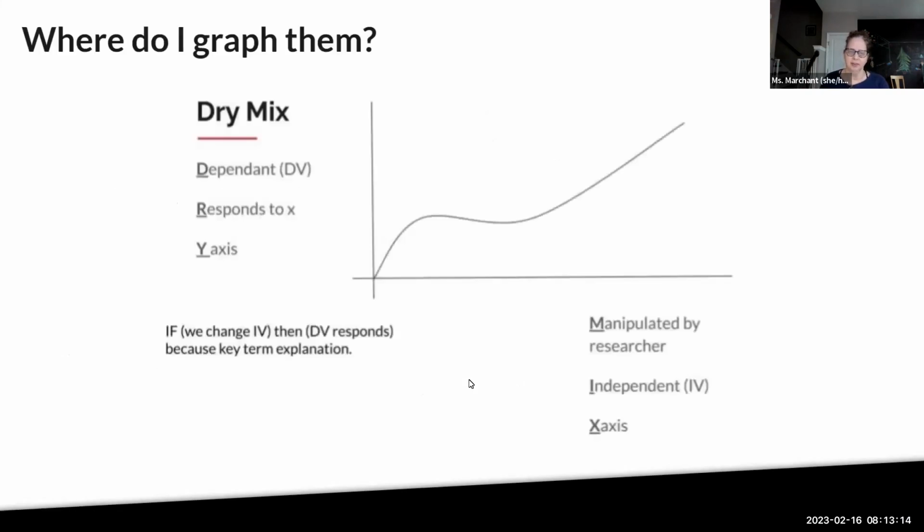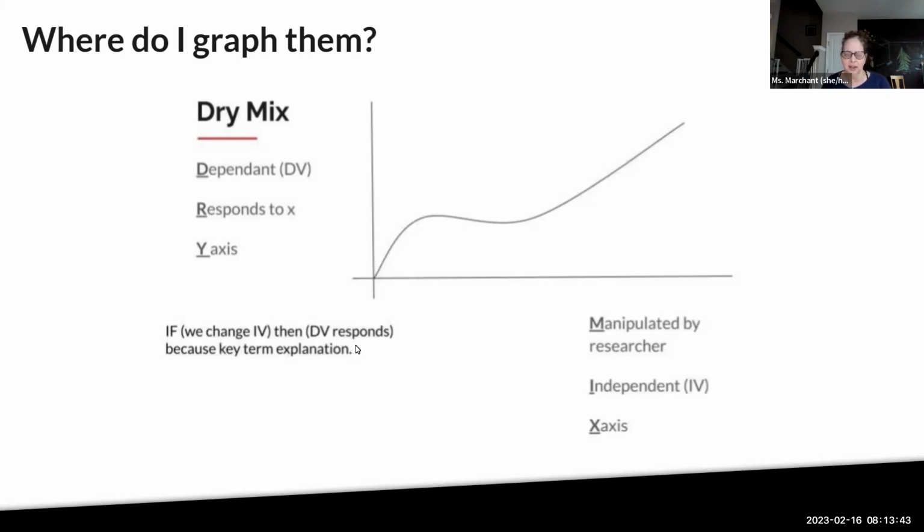So if you want some help on remembering which one to plot where, DRY MIX is your friend. Dependent, or the dependent variable, responds to the x. It reacts to what you changed, and it's plotted on the y-axis. MIX, manipulated, it's the independent and on the x-axis. So DRY MIX. So if you're trying to remember which one goes where, and here's my little handy if-then.